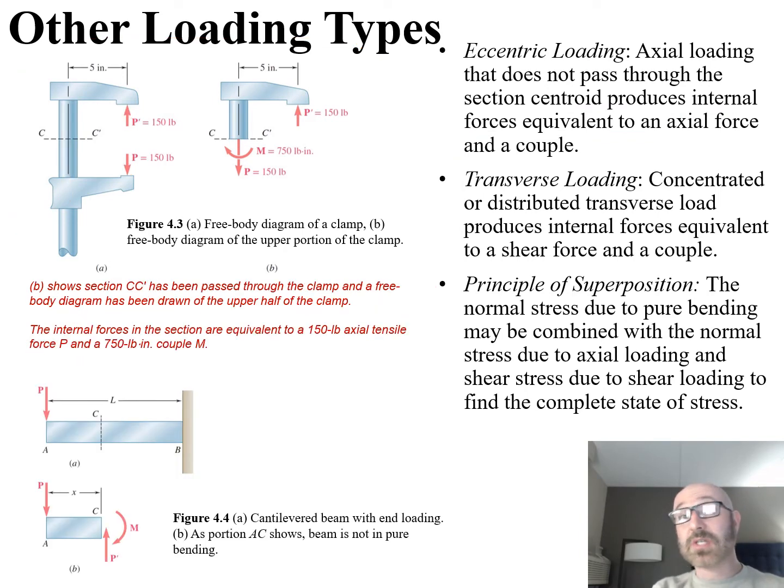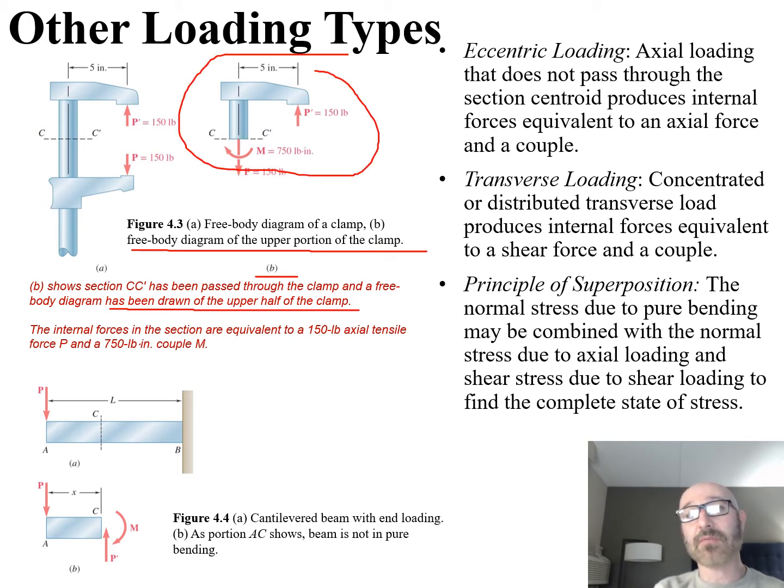So now that we know we're dealing with eccentric loading, we can come over here to part B, where it's the free body diagram of the upper portion of the clamp. We look at that, and we can see this section CC. This has passed through the clamp, and a free body diagram has been drawn showing the upper half of the clamp. Now we can take a look at those internal forces now that we've created that section.